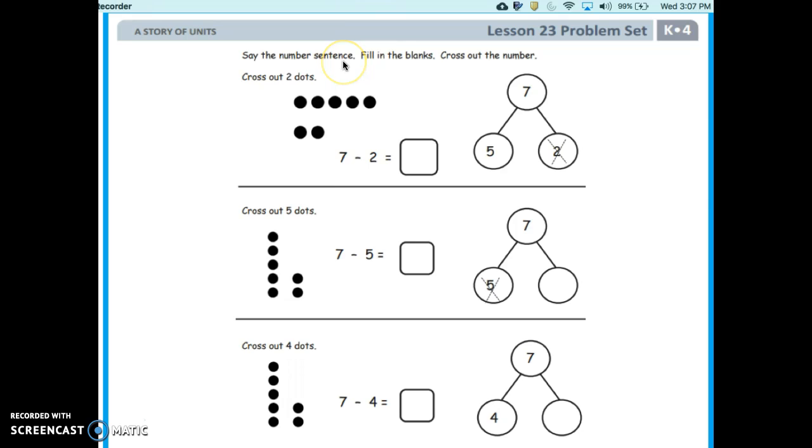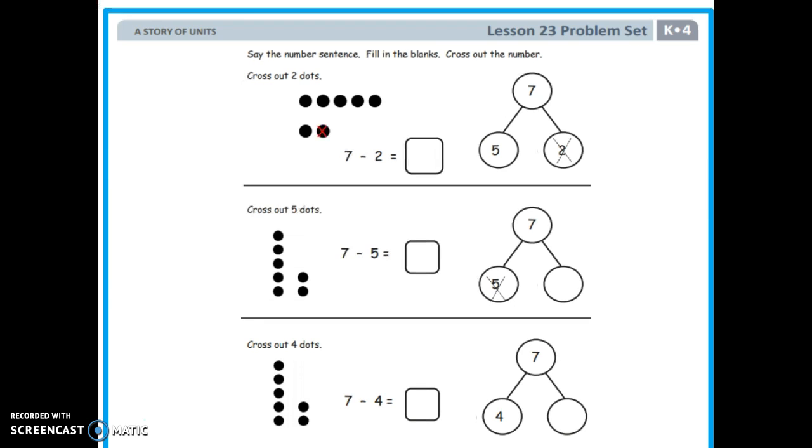Say the number sentence. 7 minus 2 equals, we don't know. Then you're going to fill in the number blanks. Cross out 2 dots. Okay, so what does that mean? It's telling me that there's 7 dots all together and I need to take away 2 dots. So I'm going to cross out 2 dots. Do you see where it says 2 dots?